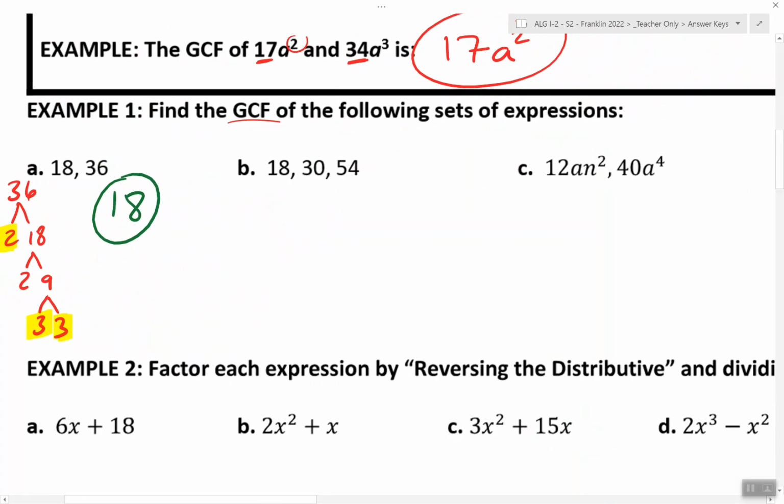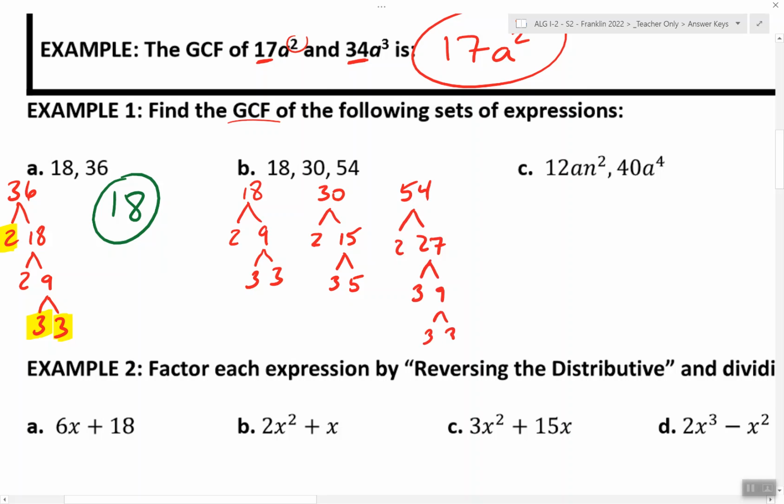Let's try example B. We have 18, 30, and 54. Now, if you know the factors of these numbers, you could probably do this in your head and just think about the numbers that go into them and what the biggest one possible is. But if you don't, you can always use prime factorization. So 18, as we just did, is 2 times 3 times 3. 30 is 2 times 15, which is 3 times 5. And 54 is 2 times 27, which is 3 times 9, which is 3 times 3.